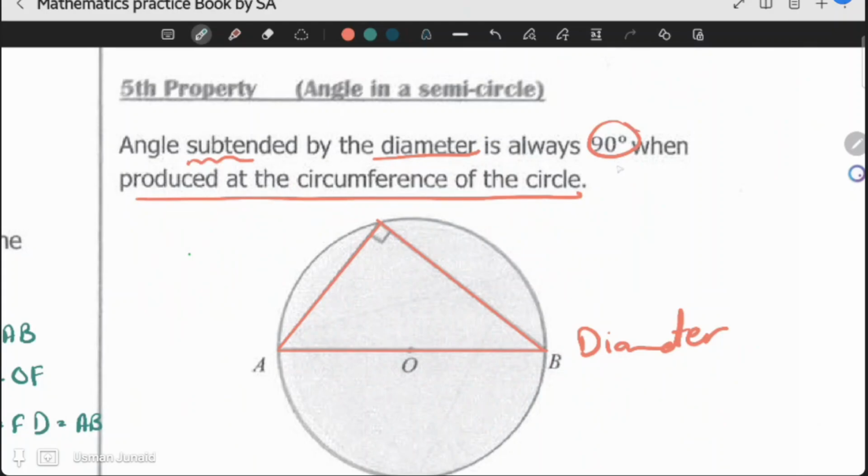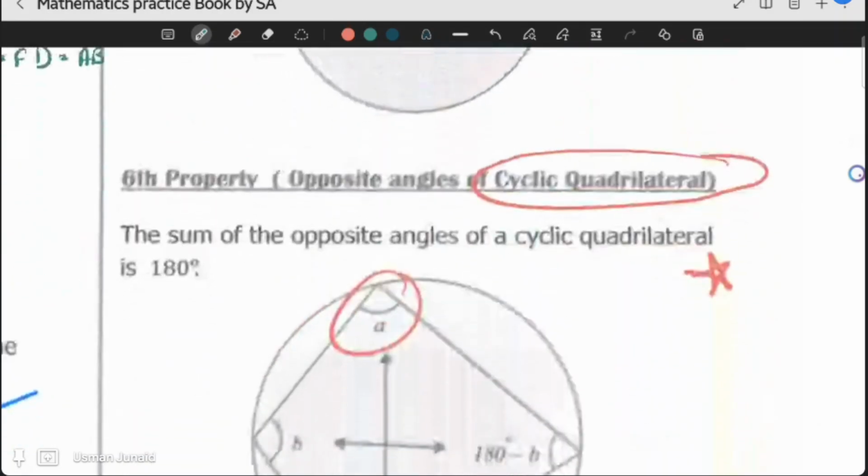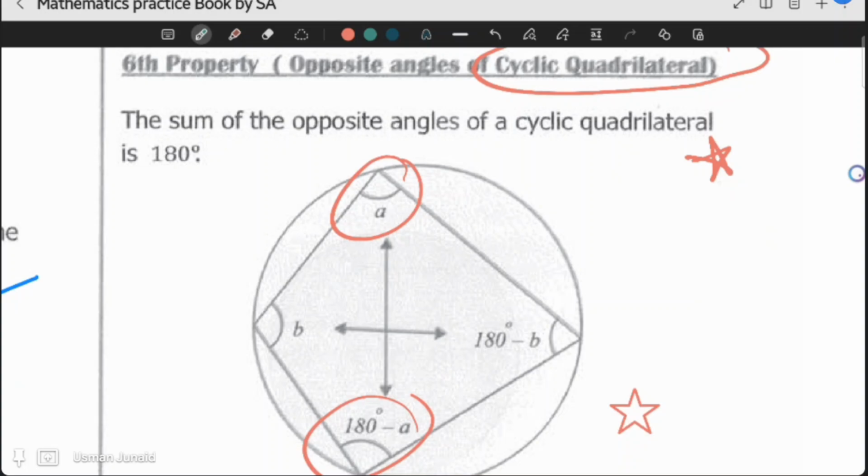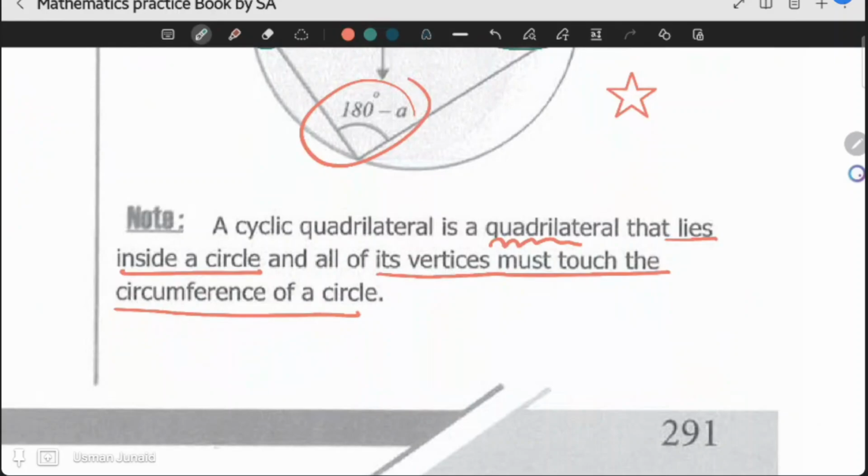Angle subtended by the diameter is always 90 degrees. This we just learned. Okay? Now, angles in a cyclic quadrilateral. A cyclic quadrilateral is a quadrilateral that has all 4 points on the circumference. Okay? So, the opposite angles would add up to 180. So, A and this angle would be 180 and B and this angle would be 180. Okay, sir.